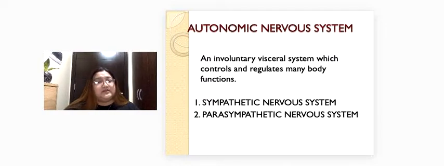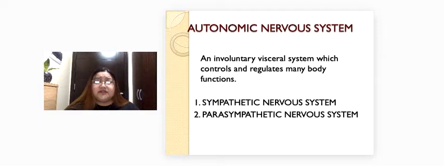All right, when we say sympa, this is our body functioning during times of stress. While para, this is during normal body functioning. That's the first difference. Second difference, norepinephrine is the neurotransmitter innervated with sympathetic, while acetylcholine is the neurotransmitter for parasympathetic.